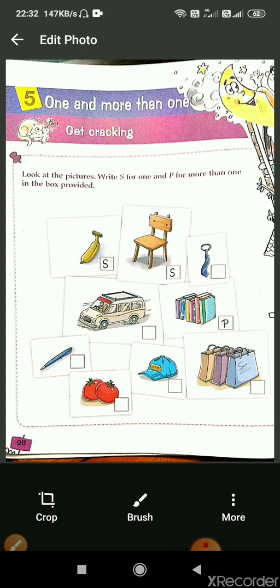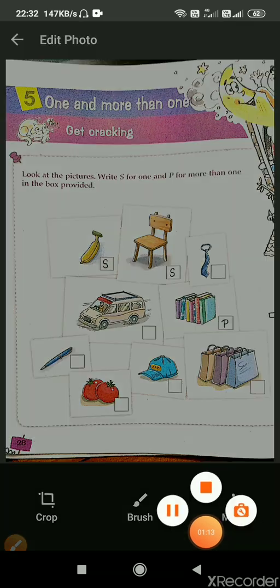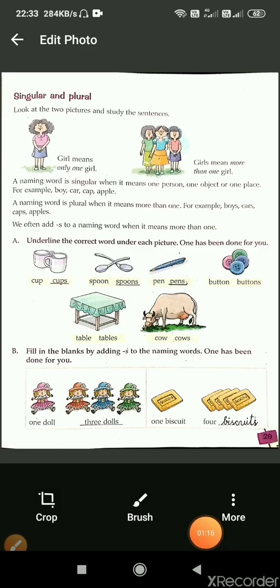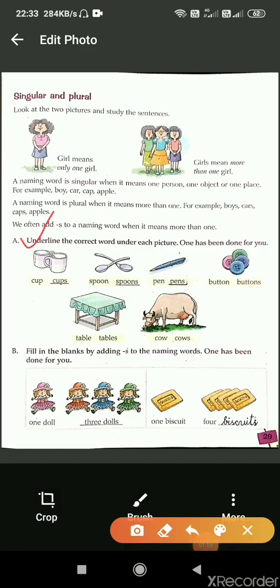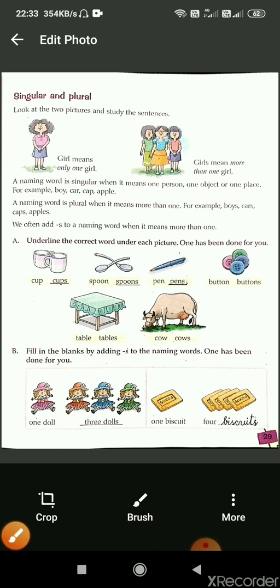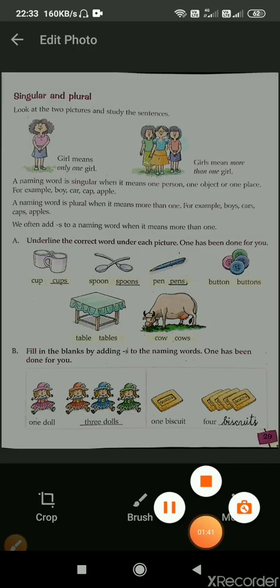Now let's see the next page, page number 29. Here the question A is, underline the correct word under each picture. One has been done for you. Here in this question there are some pictures with their singular and plural forms. We have to underline the word according to the picture, as the first one is done for you.